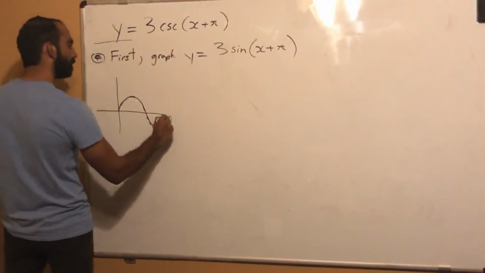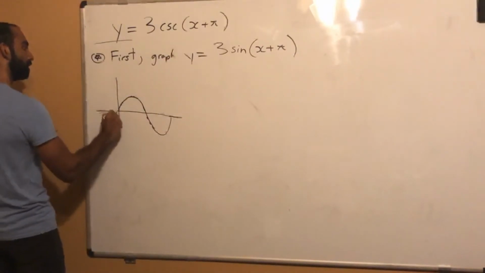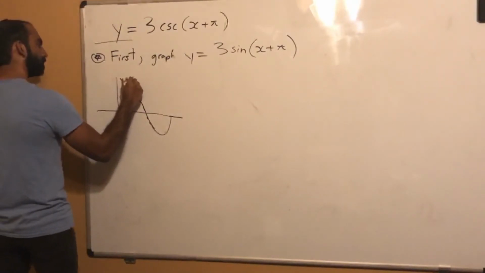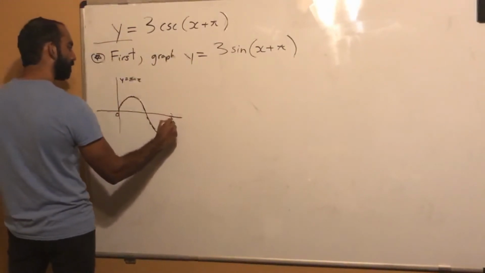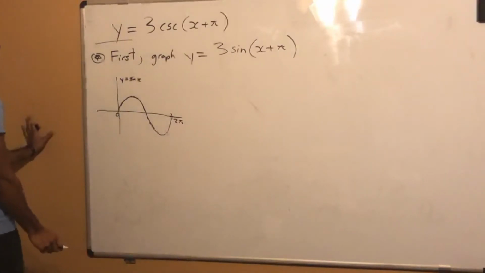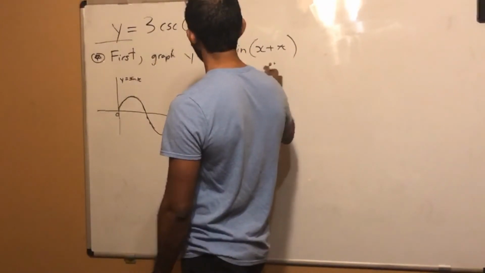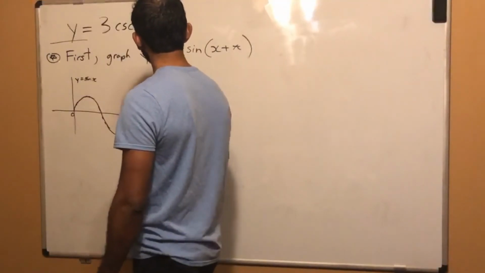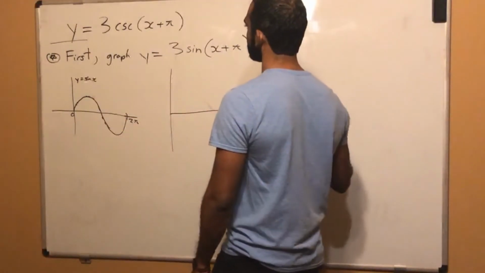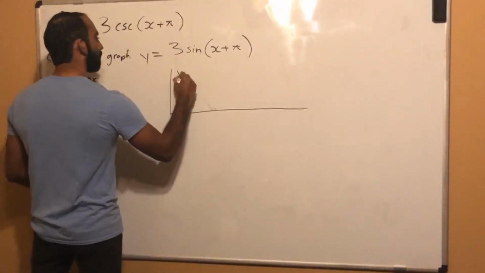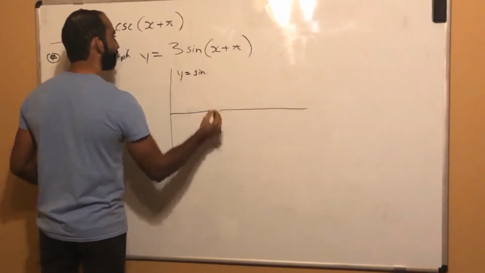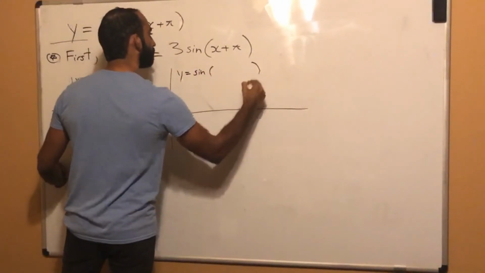Let's just do one period. Starts at 0, ends at 2 pi. Now, if that's the case, what does the graph of sine of x plus pi look like? Now remember, for these, I want you guys to start getting comfortable with doing it with minus notation.